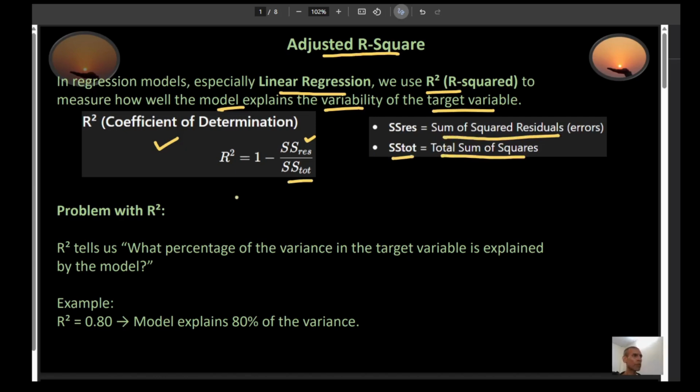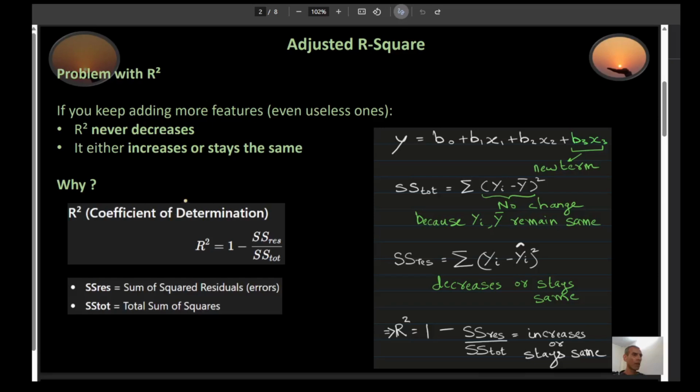But there is a problem with this R square. R square tells us what percentage of the variance in your target variable, that is your y, is explained by the model. For example, if your R square equals 0.80, it tells you that this model explains 80% of the variance. Now, if you keep adding more features to your model, you will notice that your R square never decreases. Either it increases or it stays the same.